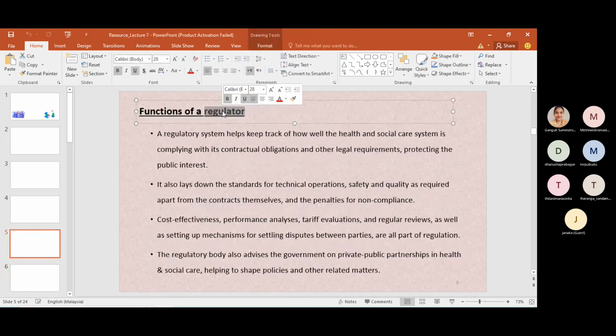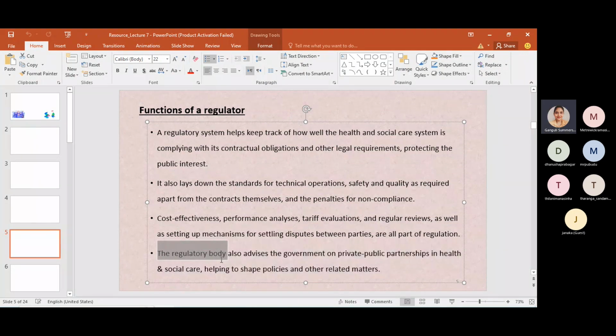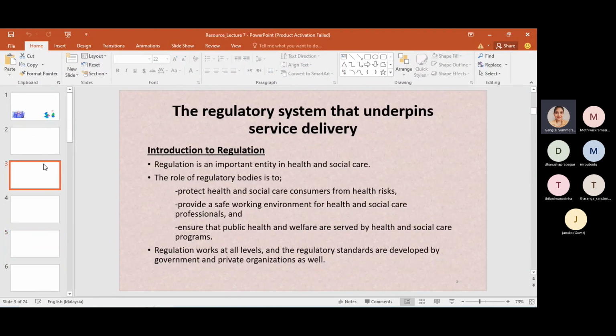Okay, the person or the people who check whether you are providing the services properly or not is called a regulator, or regulators, or regulatory bodies. So a regulator or a regulatory body will check whether you are providing health and social care services properly or not. So that is what happens in regulation.